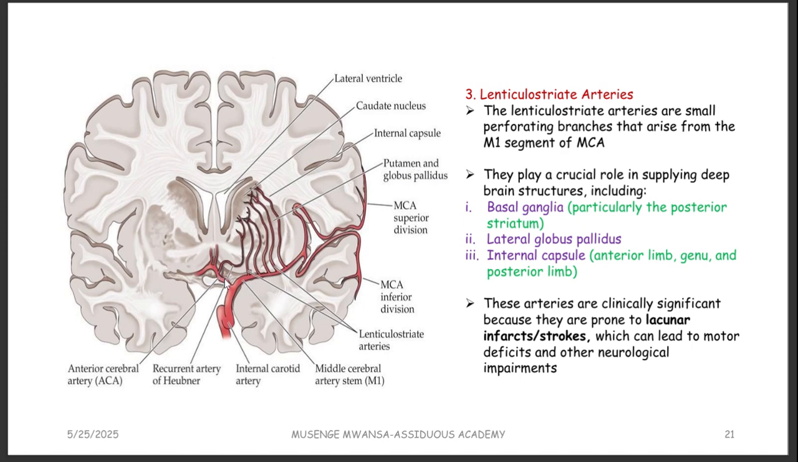Okay, you also have, can you see this gamma branch coming here? That is the anterior cerebral. So this anterior cerebral is giving this gamma artery here. That's the recurrent artery of Heubner. This is the artery that we are looking at. And then you also have these ones here, the reticulostriate arteries. These are the ones that are coming from the middle cerebral.